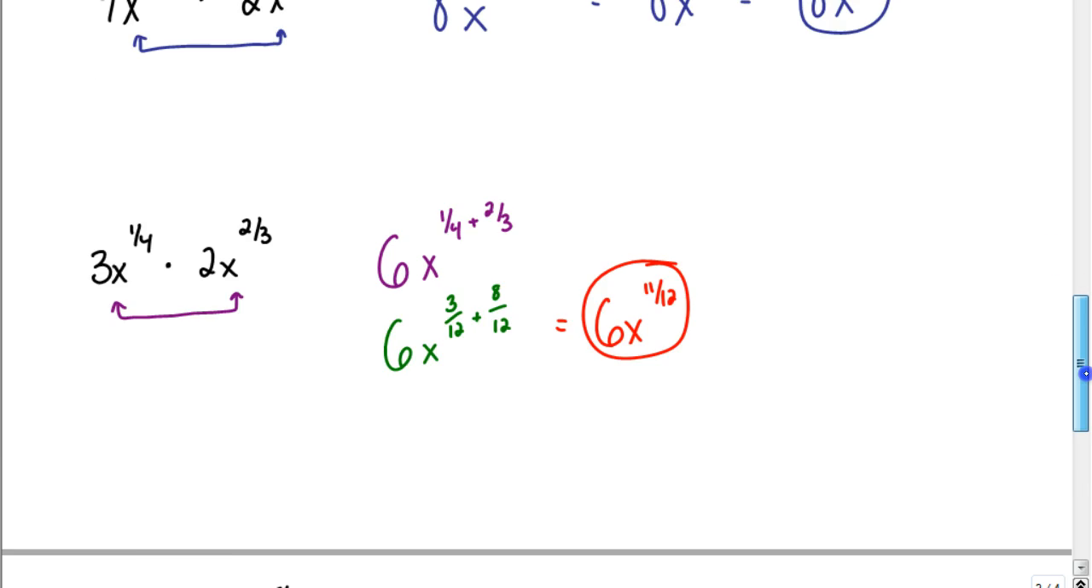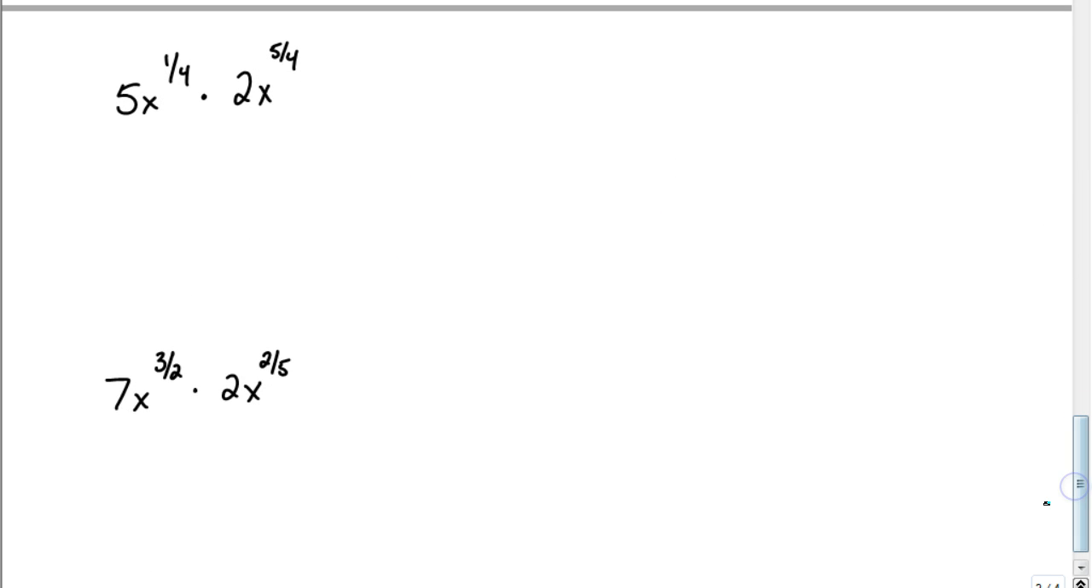Okay, so I want you guys to try these two on your own. So why don't you pause the video and hit play to check to see if you answer these correctly.